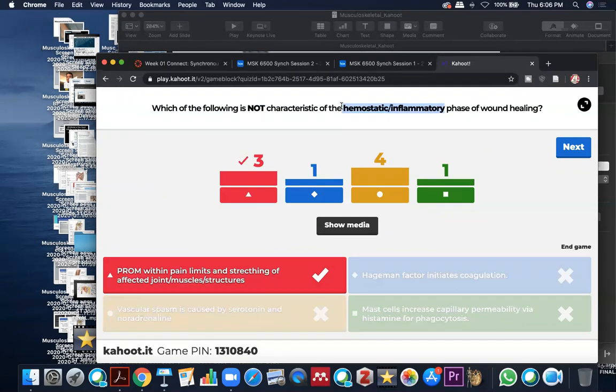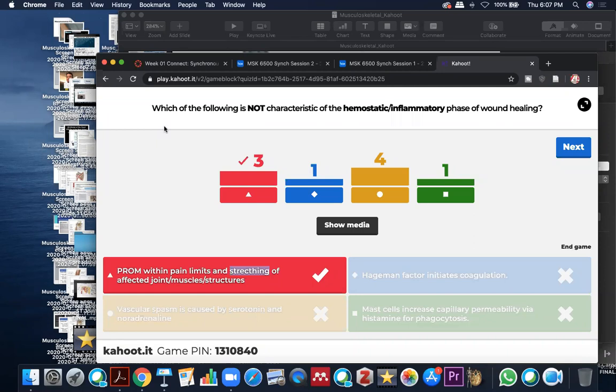So when you're in the inflammatory phase, depending on the nature of the injury, you can do passive range of motion within the pain limits of the patient, just as tolerated. You can do those, but stretching is contraindicated in that phase. You want to preserve the soft tissue in there, but not stretch it yet.